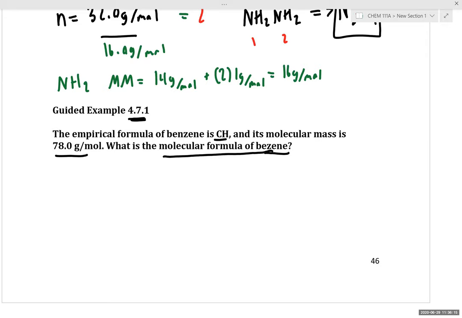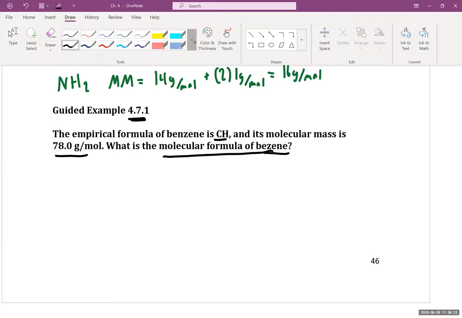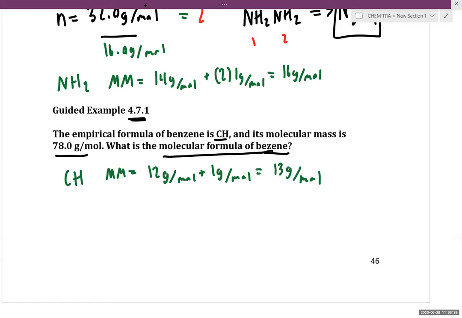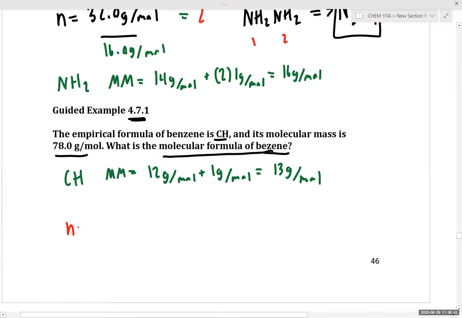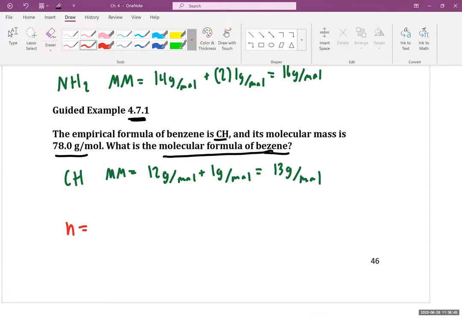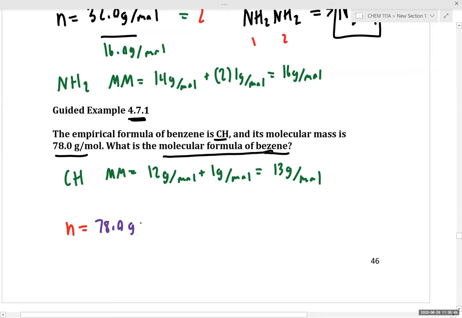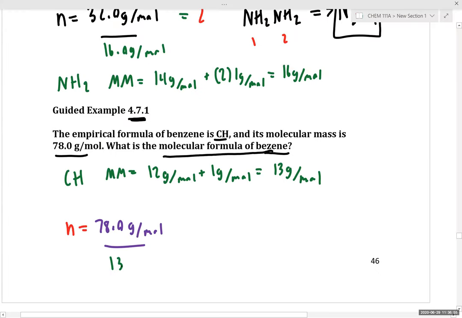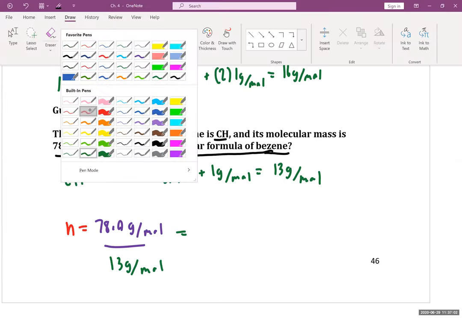Okay, so let's discuss this example. First and foremost, we know the empirical formula of benzene is CH. So then we can calculate the molar mass of this empirical unit just by adding up the mass of each atom in this empirical unit, which gives us 13 grams per mole. We can then calculate N by taking our molecular weight, which is 78.0 grams per mole, and dividing by the molar mass of this empirical subunit. And that in turn gives us a value of N of 6.